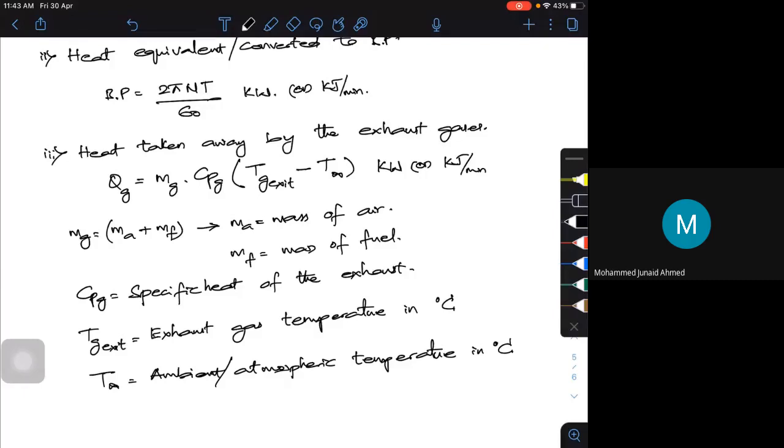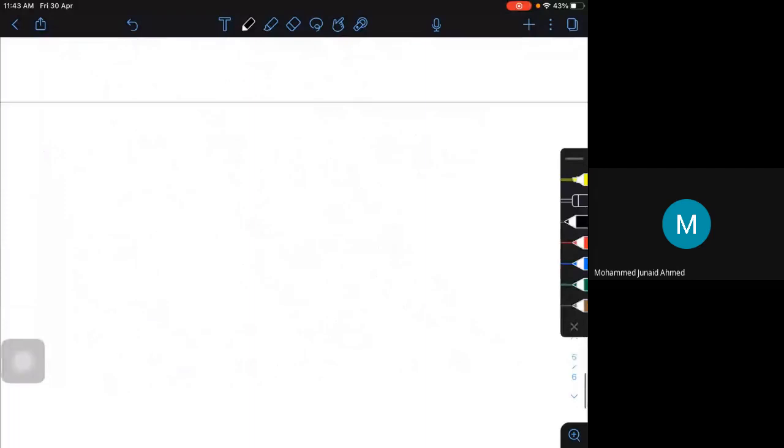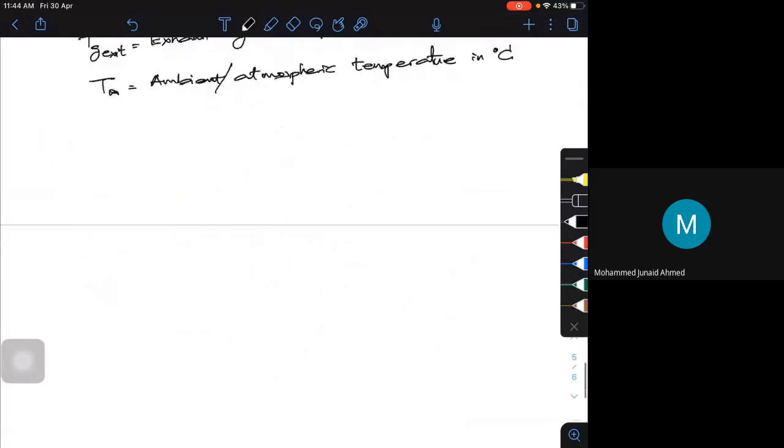This heat is absorbed by your engine, bearings, or other materials and instruments that are part of the engine. Those parts absorb heat, and we call it unaccounted heat. Suppose I am using a car with a CI engine, a diesel engine. In that case, there is heat that is taken away by the cooling water.